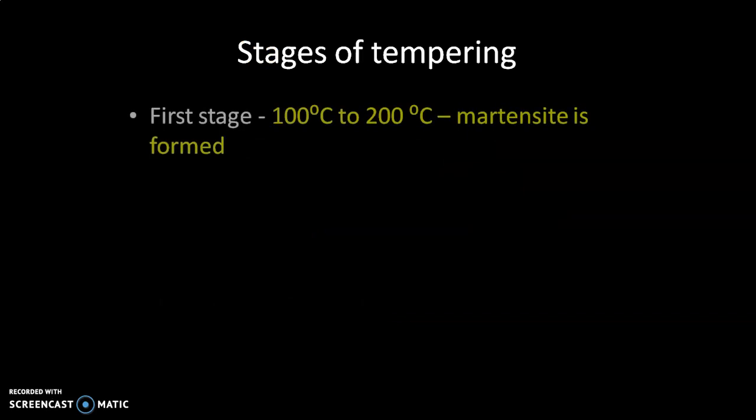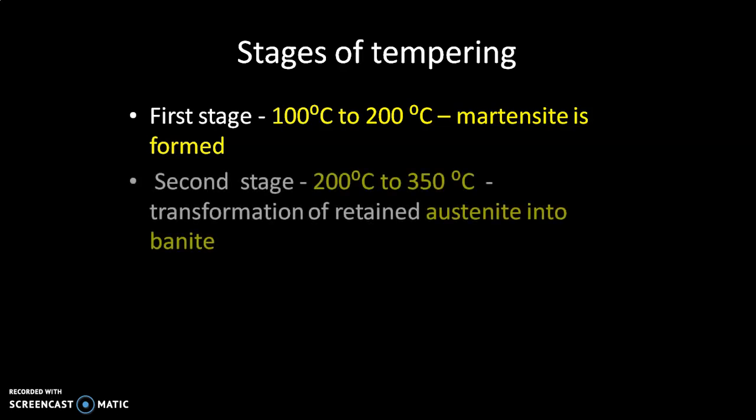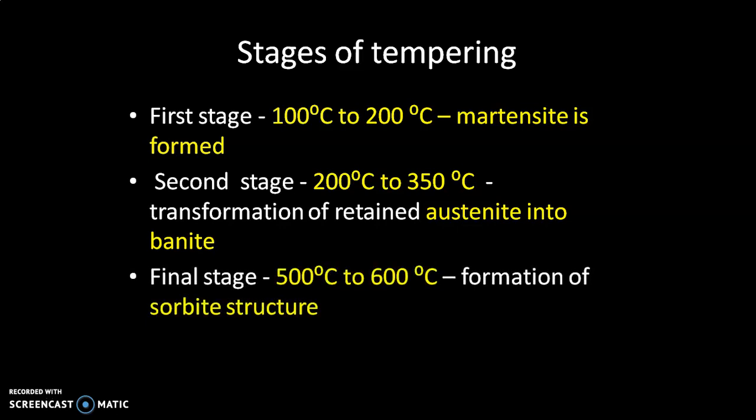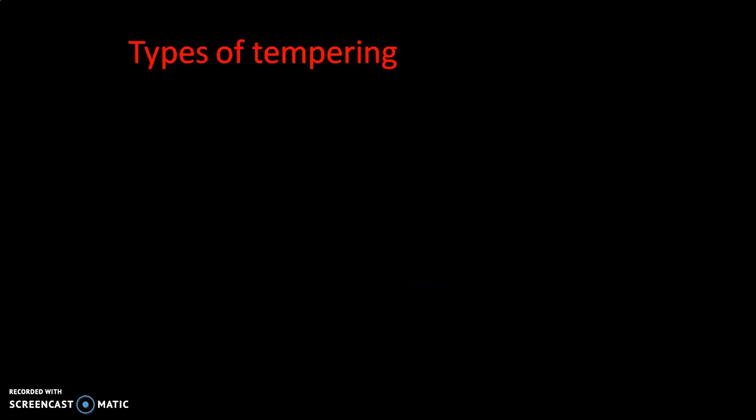Stages of tempering. The first stage is 100 degrees Celsius to 200 degrees Celsius. In this stage, martensite is formed. The second stage of tempering is 200 degrees Celsius to 350 degrees Celsius. In this stage, retained austenite transforms into bainite. In the final stage, the temperature ranges between 500 degrees Celsius and 600 degrees Celsius. Sorbite structure is formed in this stage.